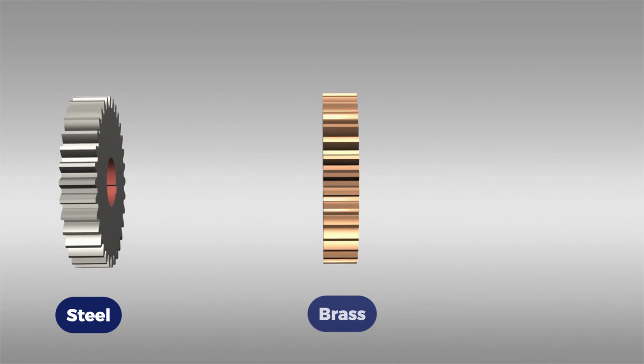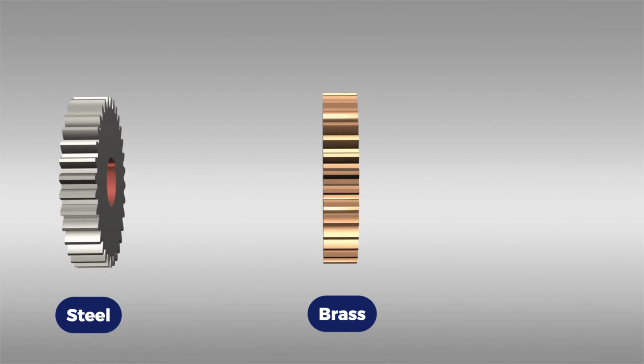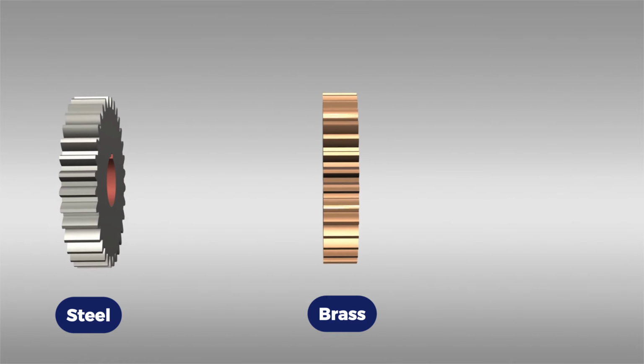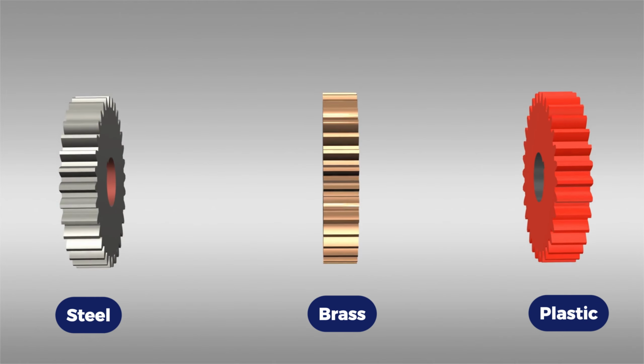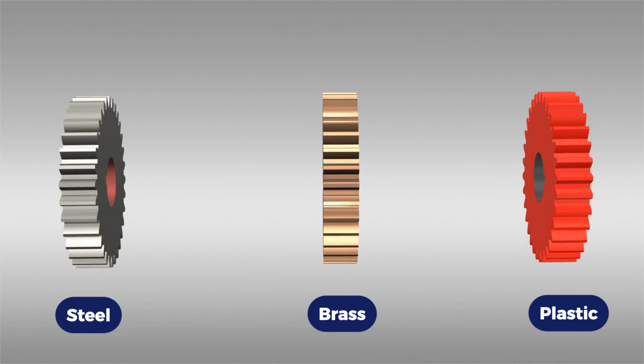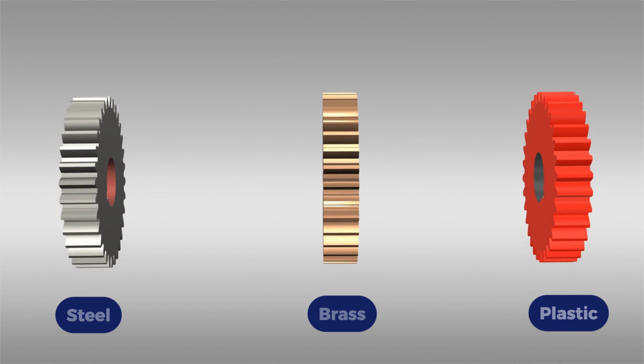Then we have brass, known for its corrosion resistance. It's perfect for environments where durability and exposure go hand in hand. And finally, plastics. They're lightweight, quiet, and cost-effective, making them ideal for lighter applications.